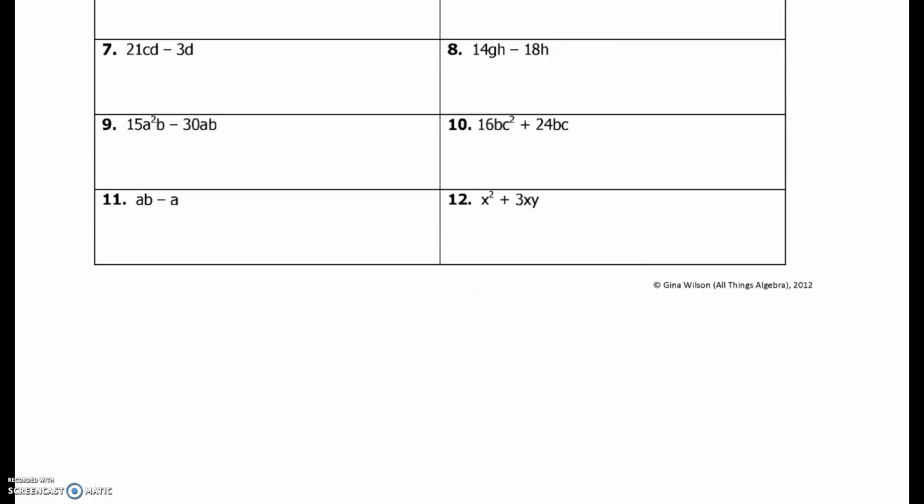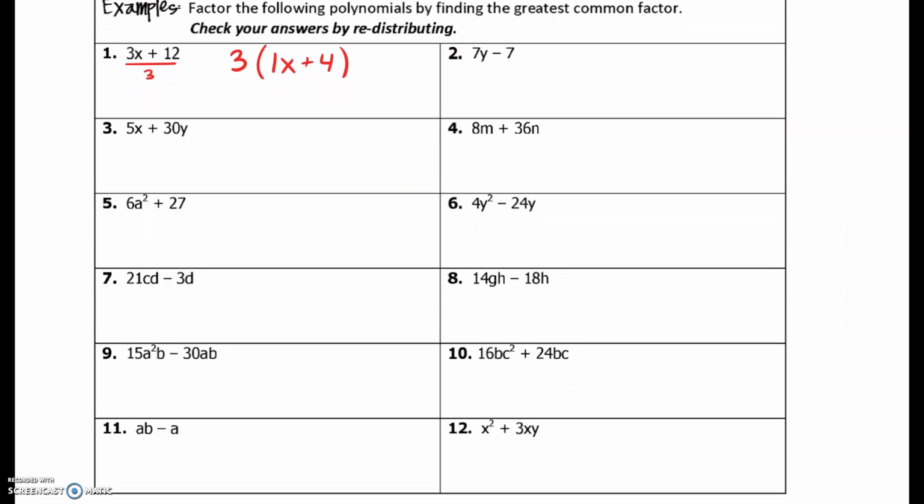Okay, so as I come back here and I look at number 3, I'm going to work down this first column. I see the numbers 5 and 30. Well, 5 is divisible by both 5 and 30. They have the letter X and Y. Well, those are not the same, so the only thing we can factor out here is the number 5. So I'm going to divide everything by that number. That will leave me with 1x and 6y.